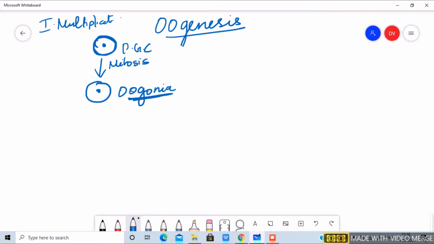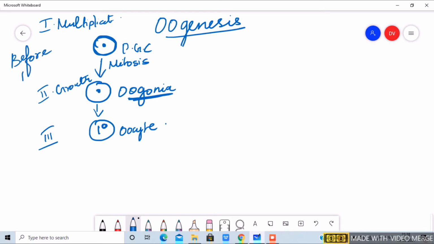Now after this, the second phase is the growth phase. This oogonia grows and gets differentiated to form the primary oocyte. Let me write a 1 here. So it forms the primary oocyte. Clear till this? Multiplication phase, growth phase. Now when does this occur? All this occurs before birth. That is, both the ovaries will have the primary oocyte.